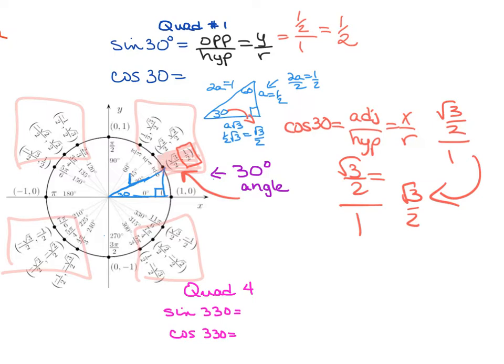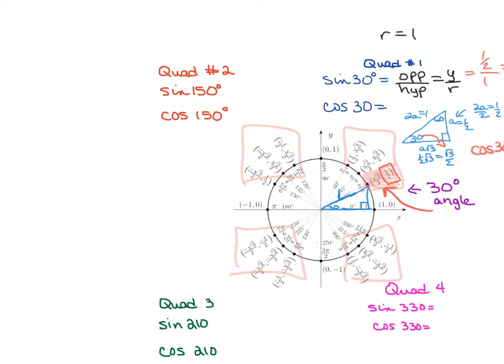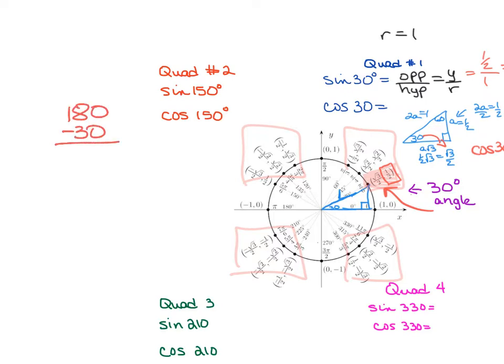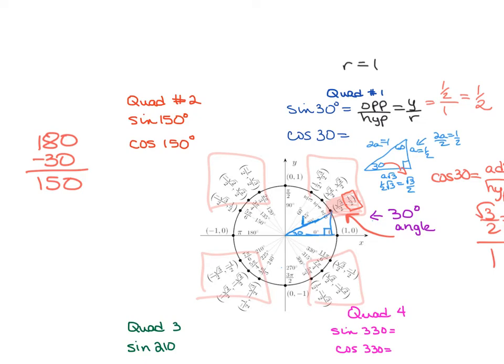Now when I move to quadrant number 2, the way that I got this 150, remember you take 180 minus your reference angle, and that's how I came up with the 150. So for sine again, you're either going to memorize it as opposite over hypotenuse or y over r. When I find the 150, if I do 1/2 over 1, anything divided by 1, the sine of 150 is 1/2.